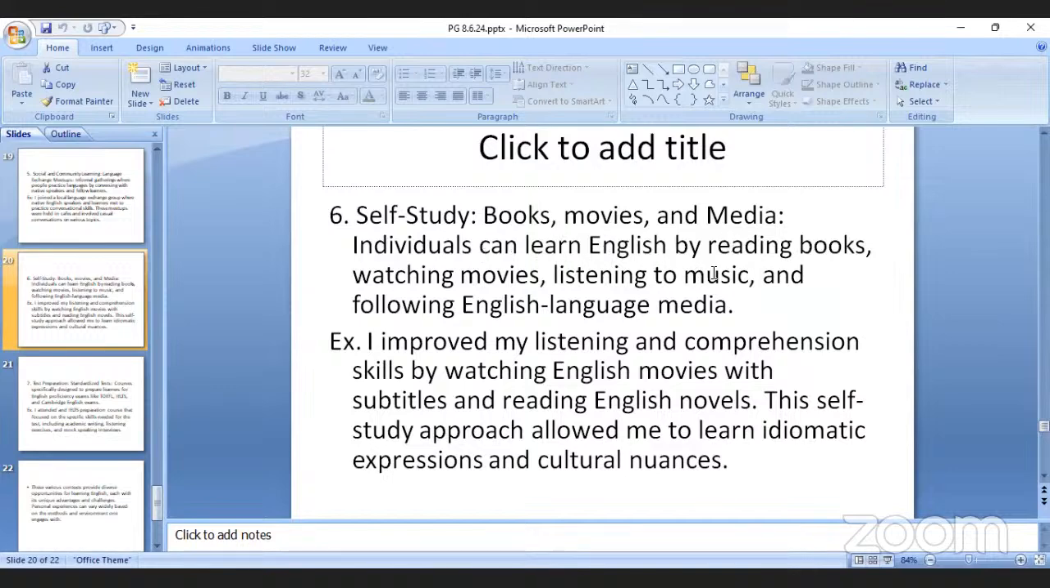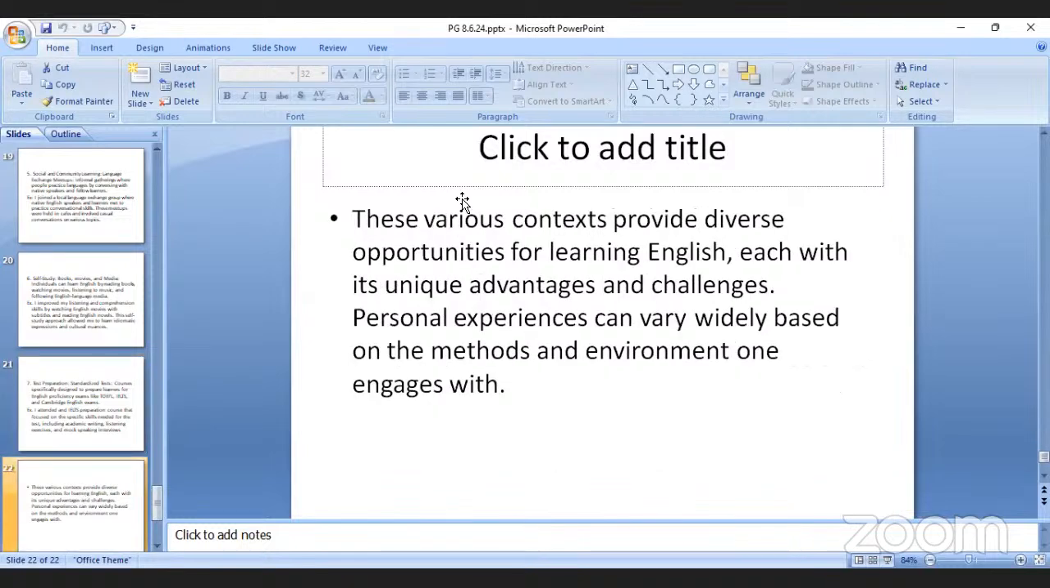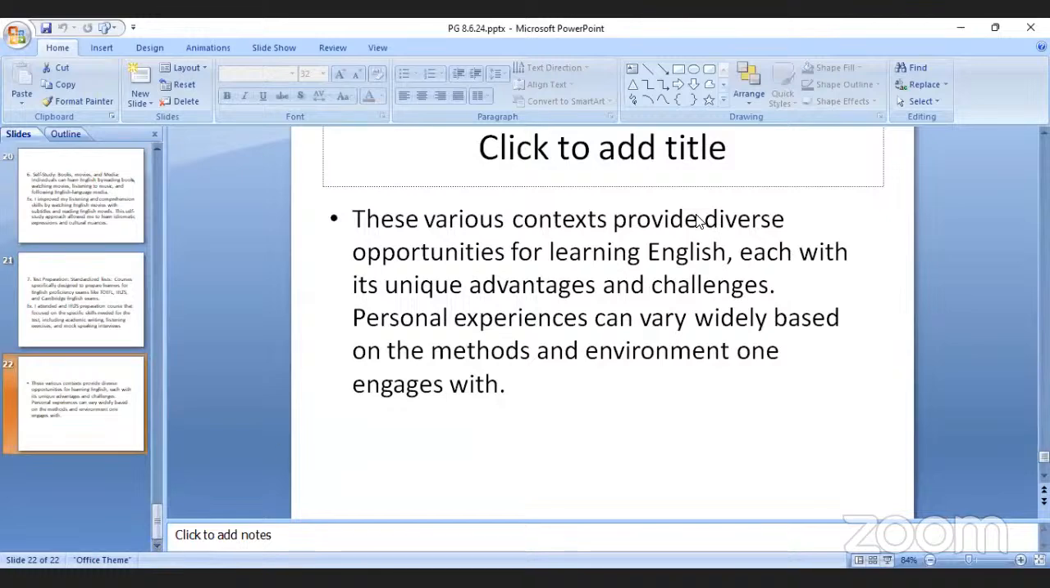Individuals can learn English by reading books, watching movies, listening to music, and following English language media. So this is how you can learn. This is one context where English can be learned by the learners, right? And then another one is test preparation. Standard tests like TOEFL, IELTS, and Cambridge exams can be prepared for. This is how some people learn the language. So these various contexts provide diverse opportunities for learning English, each with its unique advantages and challenges. Personal experiences can vary widely based on the methods and environment one engages with. This is the first unit, guys.